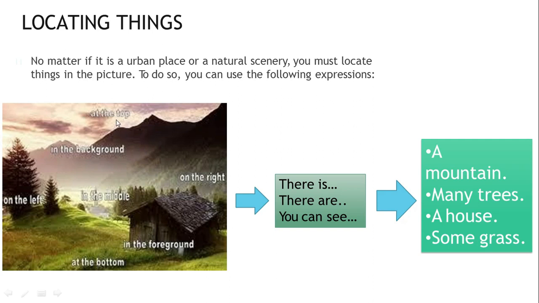Then the next thing is locating things. You are going to tell what the things are, where they are placed, and what their position is. You can use the expression, there is a mountain. For example, in this picture you can say there are many mountains, there is a hut or a house, there is lush green grass, there are many trees. That's how you describe the things in the picture. This is called locating things.